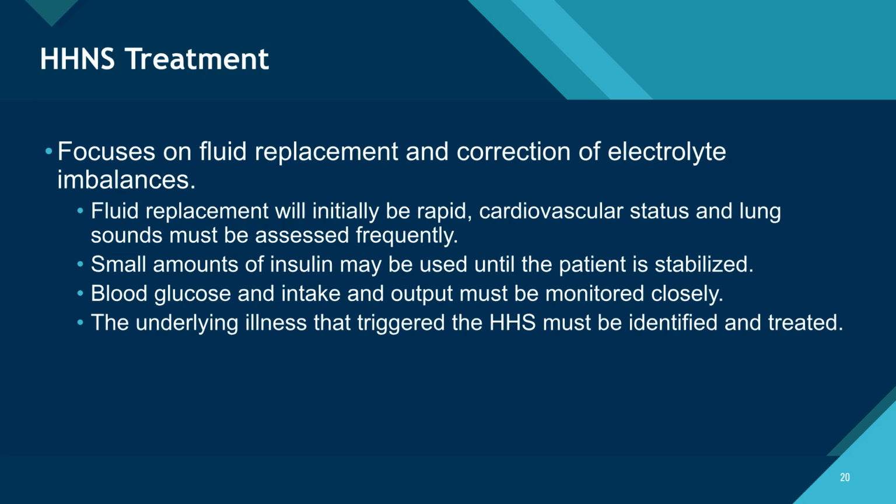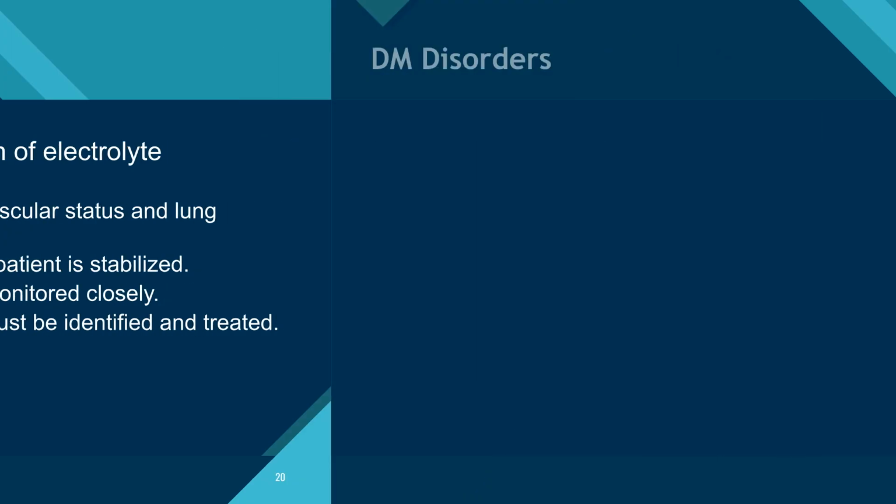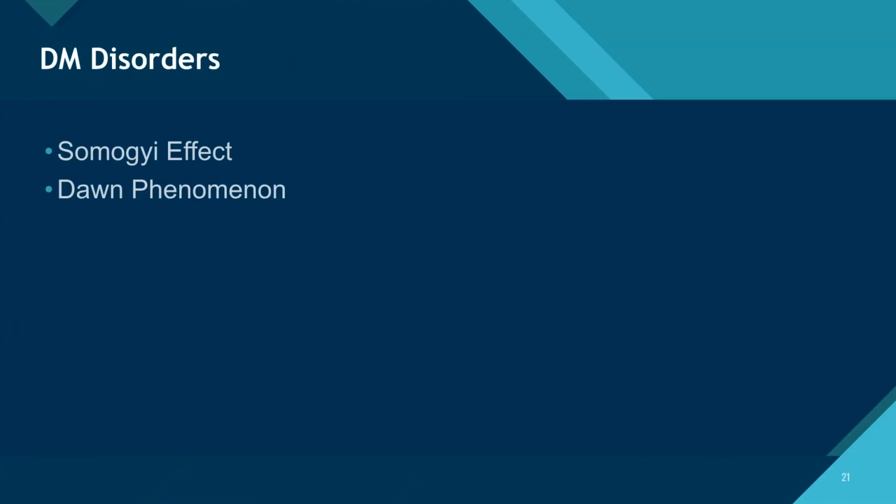Fluid replacement is initially rapid, requiring frequent cardiovascular and lung status assessment. Small amounts of insulin may be used, and blood glucose, intake and output must be closely monitored. Two other DM disorders are the Somogyi effect and the dawn phenomenon. The Somogyi effect involves rebound hyperglycemia following nocturnal hypoglycemia. The dawn phenomenon is morning hyperglycemia caused by the nocturnal release of growth hormone, glucagon, and epinephrine.